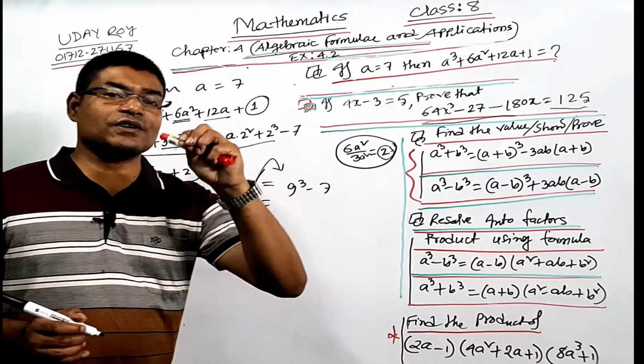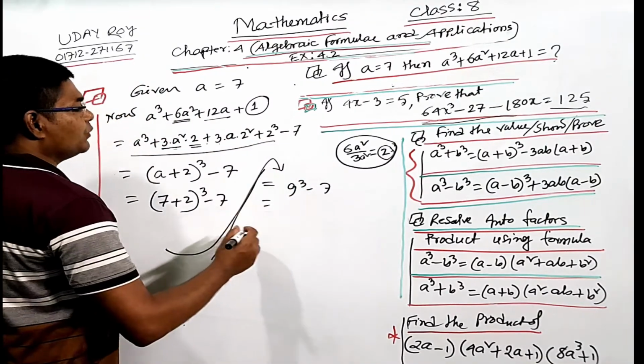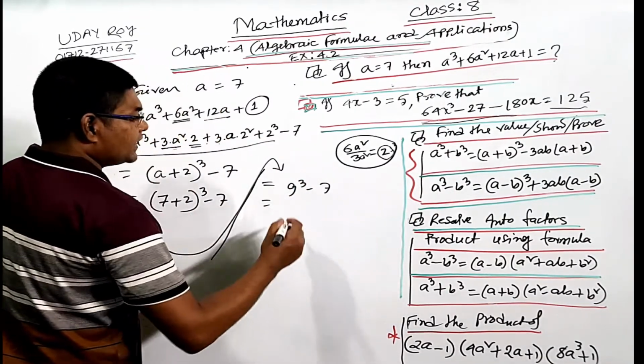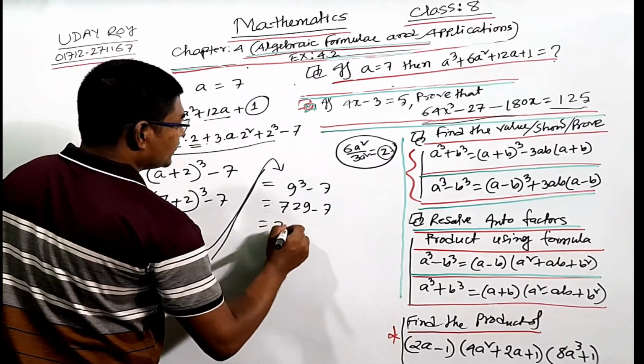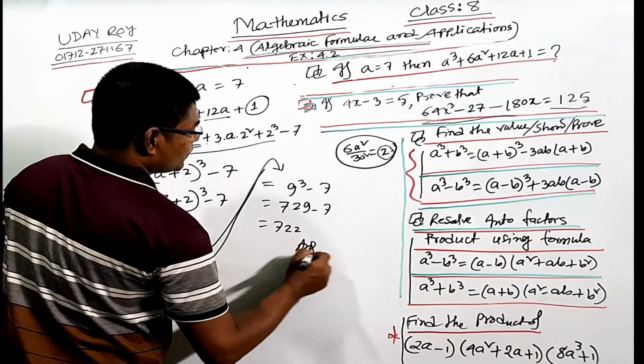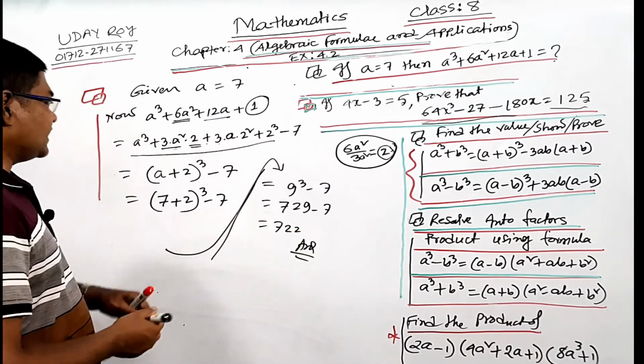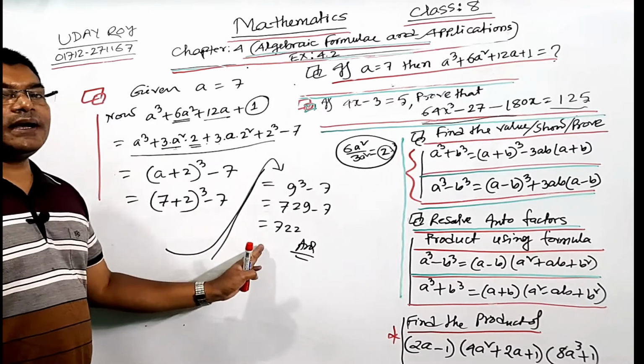If you are interested, you can use a small calculator. 9 cube equals 81 into 9, that means 729, minus 7. We will get 722. Maths done. So we have got 722.